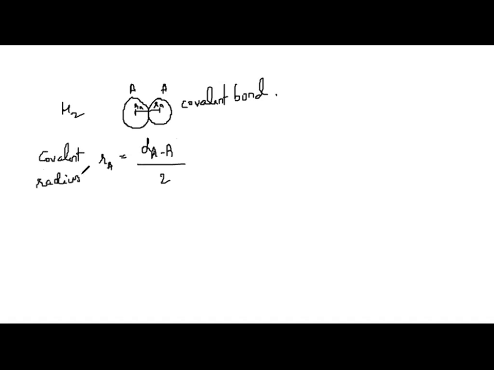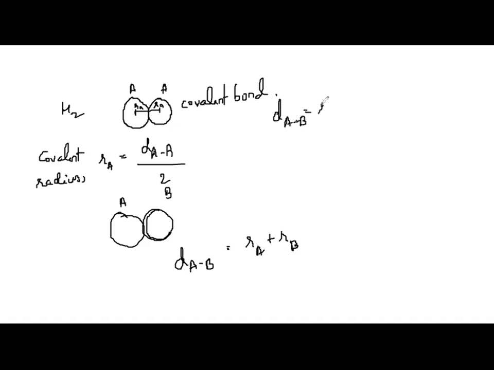So if a covalent bond is formed between two different elements, then AA and AB won't be the same, right? If this is A and B, then the distance will be RA plus RB. Yes, distance RA plus RB. Or there is a formula if it is two different elements. So I can write it here. Internuclear distance, I am writing.